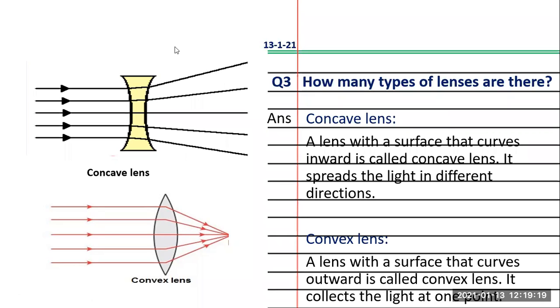Okay, class, what do you need to see here? You can see the definition of convex lens and concave lens. You need to draw the diagrams as well. And for making of these diagrams, I have a video that I snapped for you, showing how to make a convex lens and concave lens.